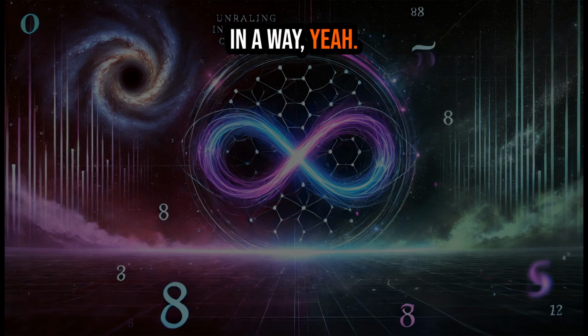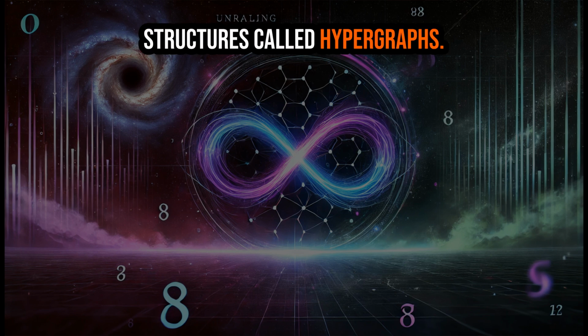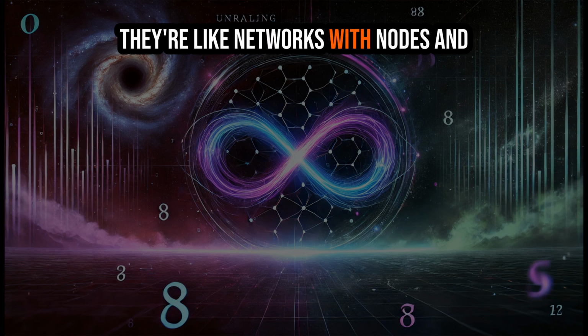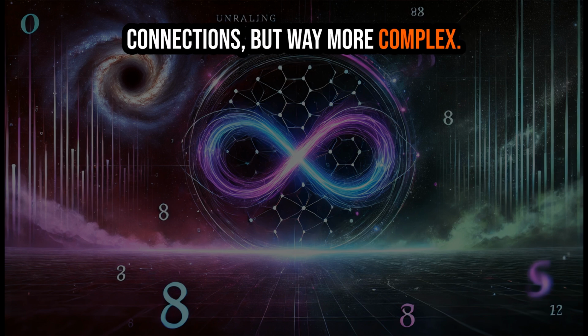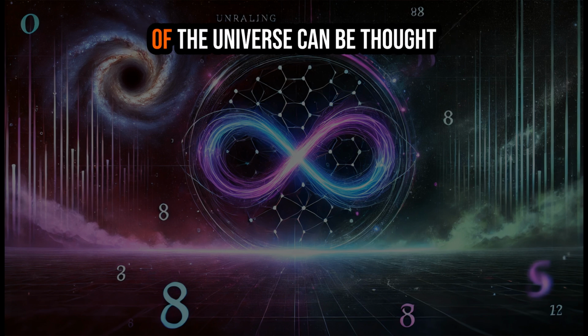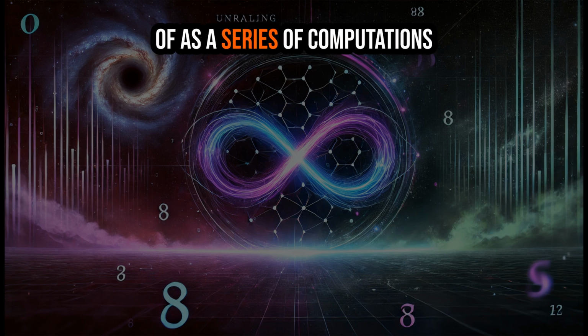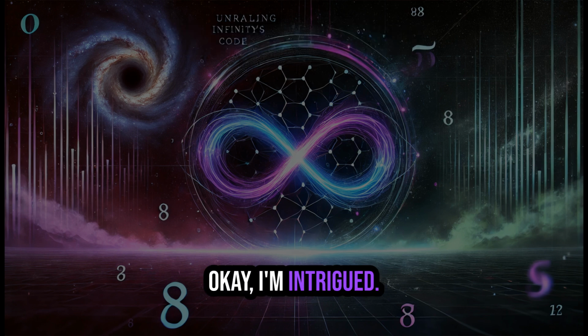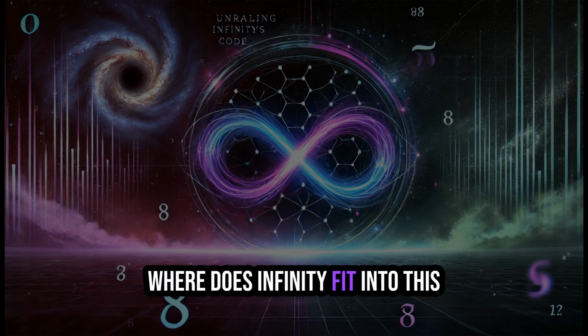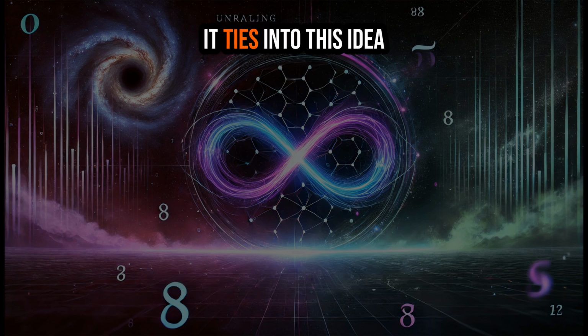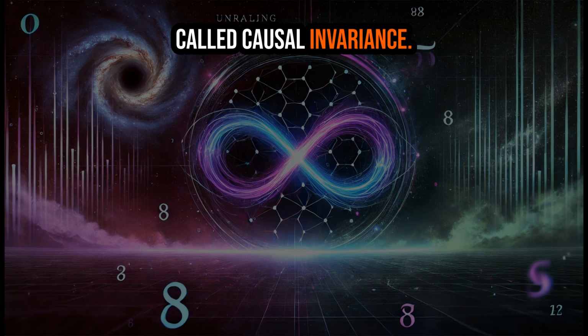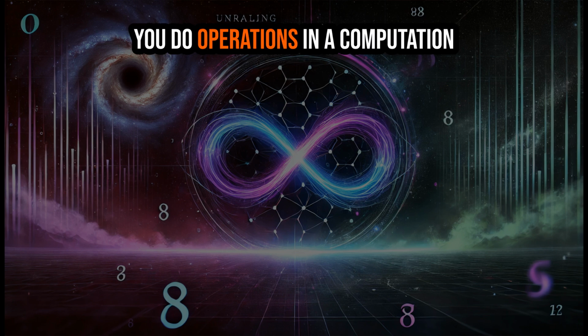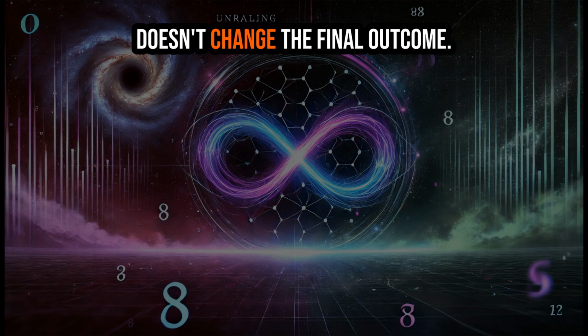In a way, yeah. Wolfram's model uses structures called hypergraphs. They're like networks with nodes and connections, but way more complex. He argues that the evolution of the universe can be thought of as a series of computations done on these hypergraphs. Okay, I'm intrigued. But where does infinity fit into this whole computational model? It ties into this idea called causal invariance. Basically, it means that the order you do operations in a computation doesn't change the final outcome.